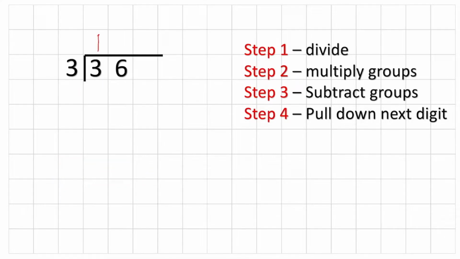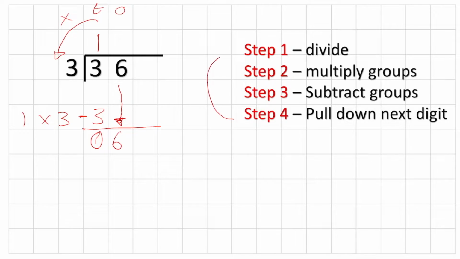Okay, and now what does step 2 mean? Multiply the groups. Well, what I'm going to do is work out how many of my 36 I've just worked out in that first step. So if I times 1 by my original 3, I'll get 3. 1 times 3 is 3. If I subtract that from my question, I will end up with a 0 in this tens column, and then I can pull down my 6, and I will end up with a 6 in the ones column.